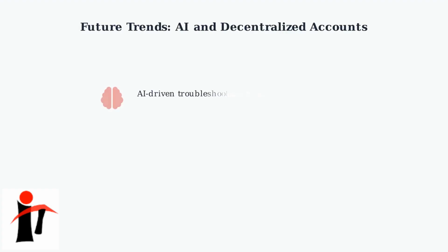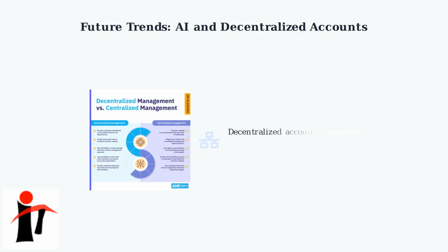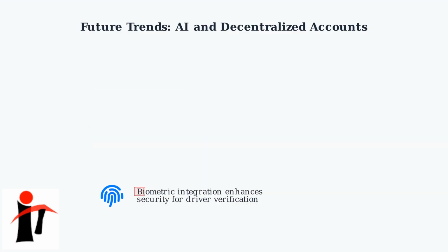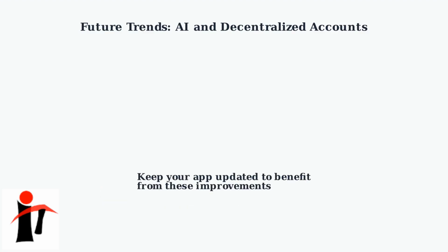Tesla is moving towards AI-driven troubleshooting to predict and prevent sync issues. Future app updates may include decentralized account management, reducing reliance on central servers, and improving reliability in areas with poor connectivity. Biometric integration for driver verification is also on the horizon, enhancing security. Keep your app updated to benefit from these improvements.